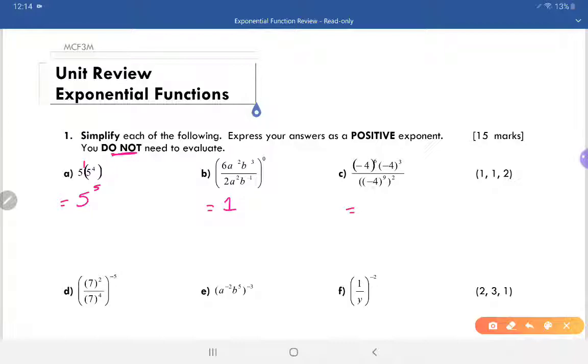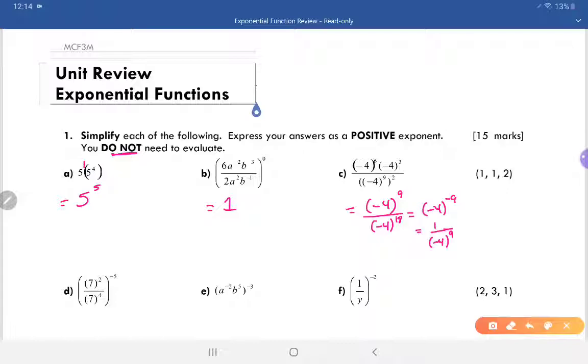With this one, we're going to multiply the exponents on the top, meaning that we add the exponents because that's the multiplying rule. So we get a power of 9. And on the bottom, we have power to a power rule, so we get an exponent of 18. And then we subtract that to get negative 4 to the power of 9 minus 18, which is negative 9. And then because the negative exponent rule says to make it a fraction, it becomes 1 over negative 4 to the positive 9. That's for that one.